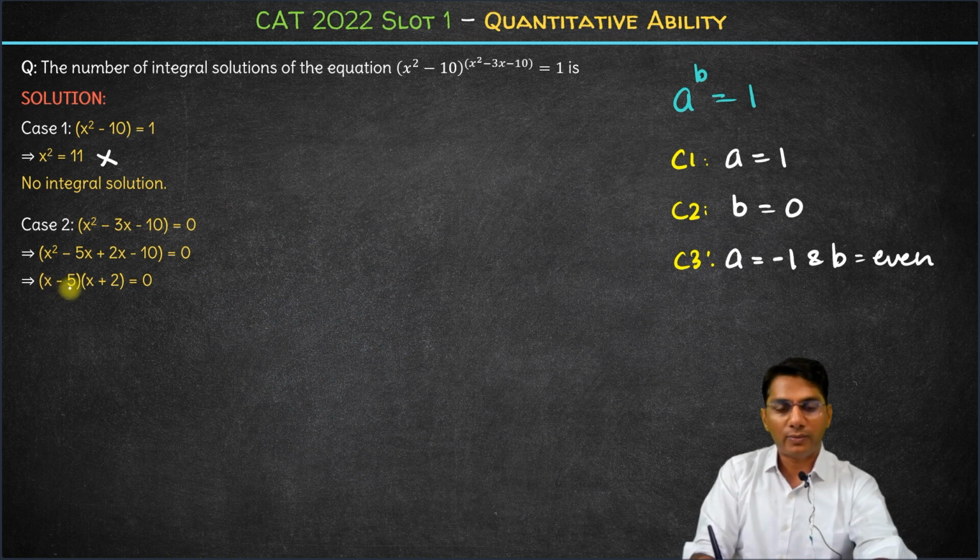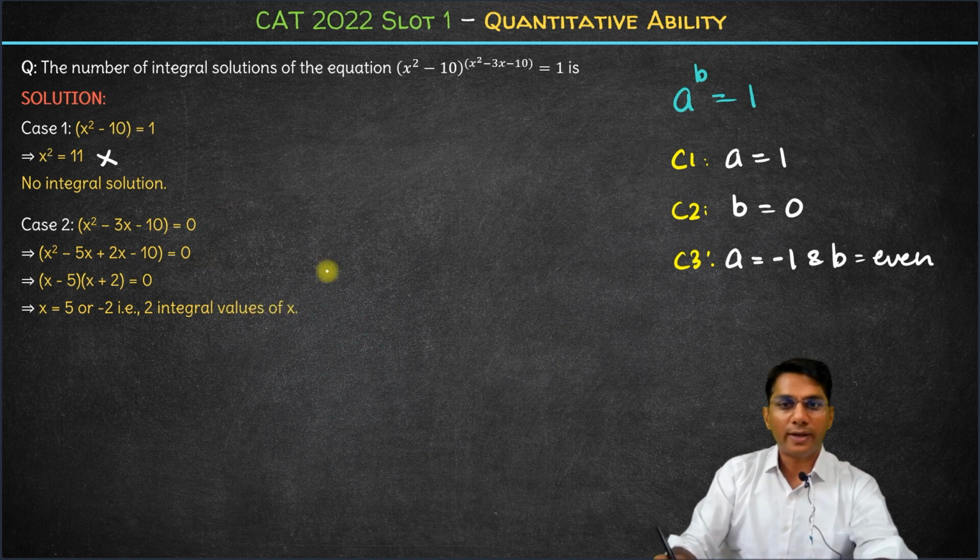So either x minus 5 is 0 or x plus 2 is 0. If x minus 5 is 0, x will be equal to 5. And if x plus 2 is 0, x will be equal to minus 2. So we have two integral solutions from here.